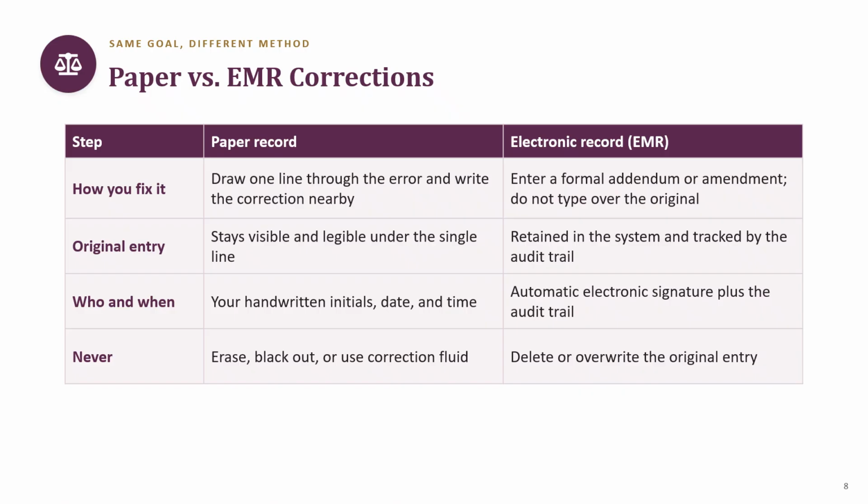Notice the pattern across the whole table. The goal is identical in both columns. Keep the original and the correction both identifiable and know who changed what and when. Only the method differs. By hand on paper, automatically in the EMR. If you remember that one idea, you will handle corrections correctly in either system.